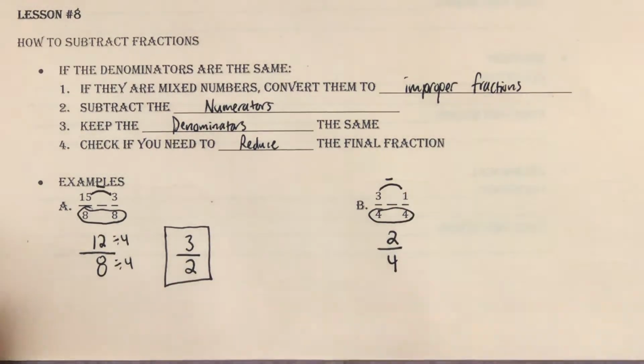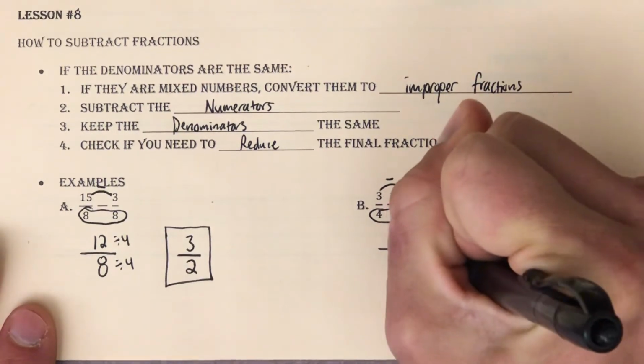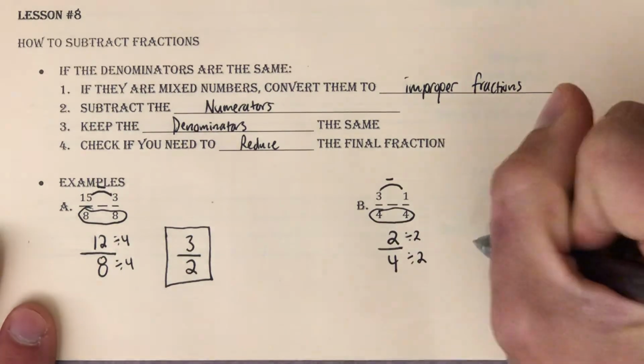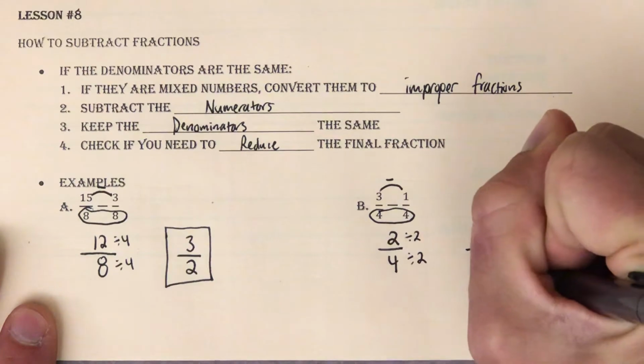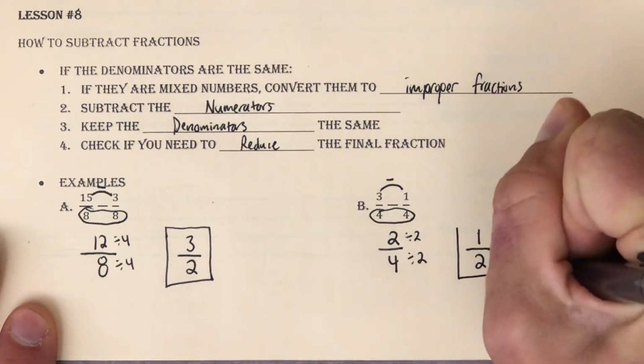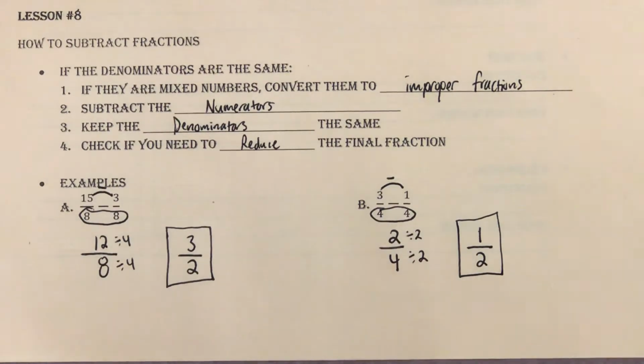And then last step, let's see if we can reduce this. Well, I know that 2 and 4 have a common factor of 2. So I'm going to divide both by 2. 2 divided by 2 is 1, and 4 divided by 2 is 2. So final answer is 1 half. So relatively simple if we have the same denominators.